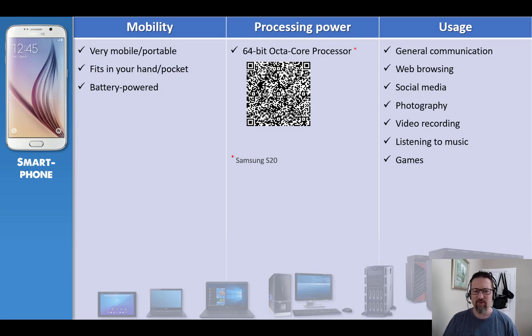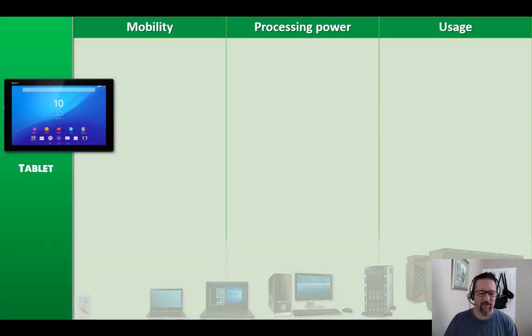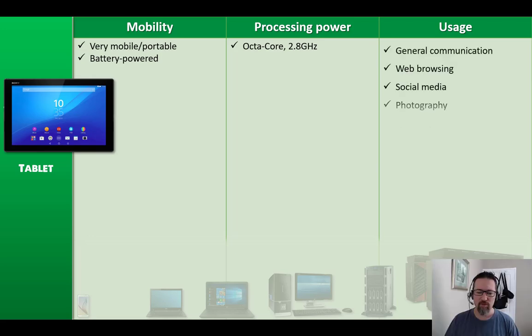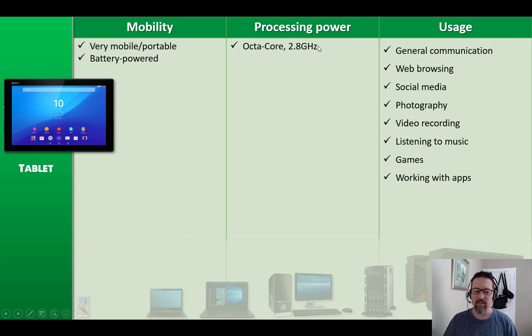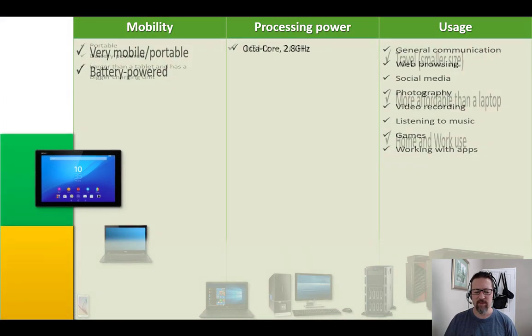We use cell phones or smartphones for general communication, web browsing, social media, photography, video recording, listening to music, games. The tablet is battery powered, very mobile, portable. Also octa-core, 2.8 gigahertz. Don't forget, that is how we measure the speed of a processor. Go and do some research on what that gigahertz, GHz, actually stands for. Look in the textbook that I got you guys. General communication, web browsing, social media, again, very much what we would use a phone for. We often use a tablet for, maybe not making phone calls, but video conversations, things like that. We use tablets for a lot.